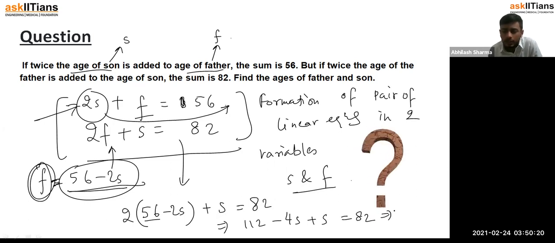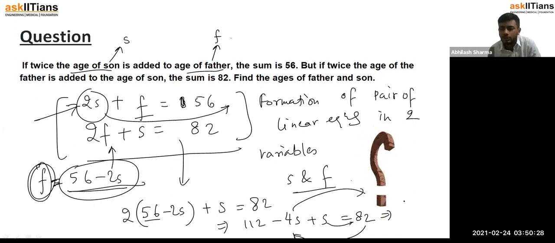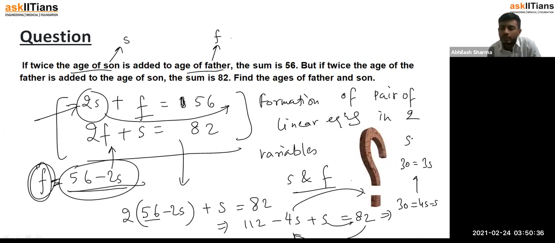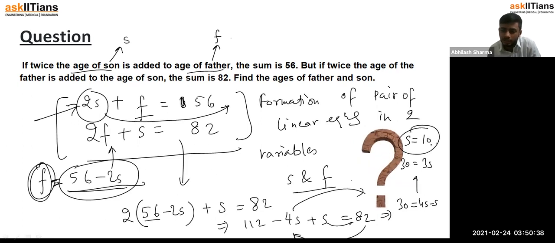So what are we getting? Bring this 82 here, take this 4S minus S on the other side. So we will get 112 minus 82, which is 30, equal to 4S minus S. From here you get 30 equal to 3S. So S equals 30 by 3, which is 10. So son's age we have got 10.